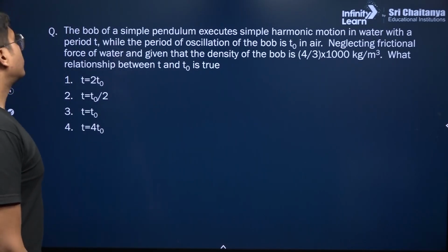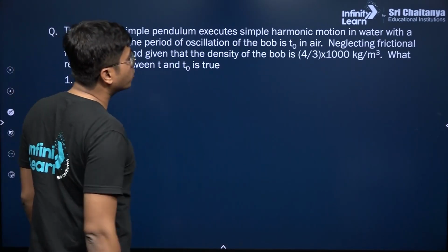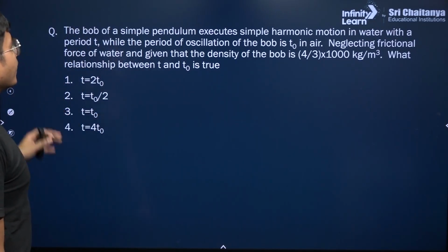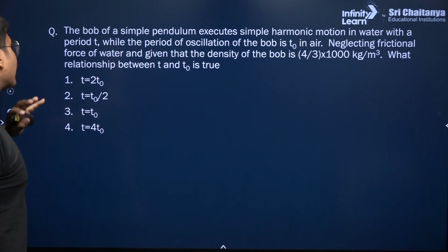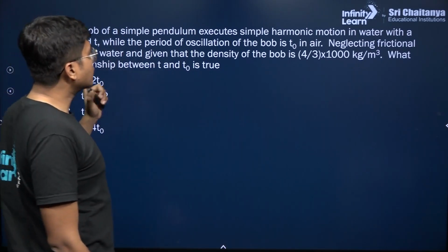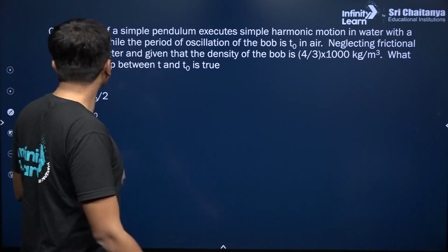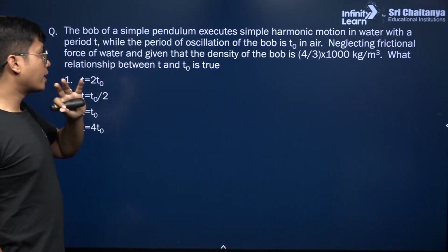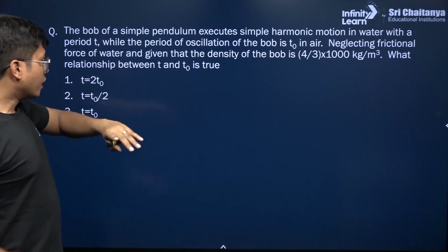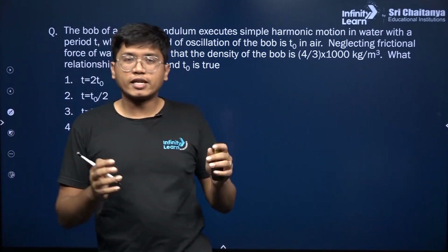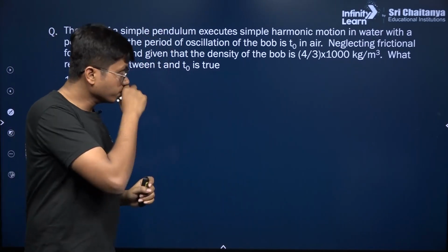Next question: a bob of a simple pendulum executes simple harmonic motion in water with period T, while the period of oscillation of the bob is T naught in air. Neglecting the friction force of water, and given that the density of the bob is 4 by 3 into 1000 kg per meter cube, what is the relationship between T and T naught? Now, there's a huge elaborate way in which we can do this. We can take the forces and everything, but there's a simpler way to approach this.